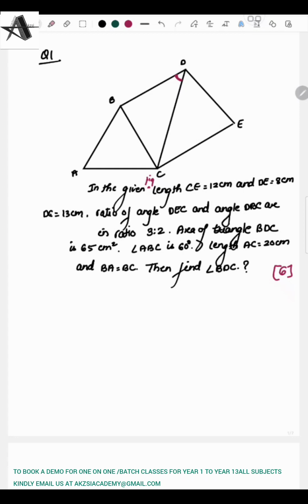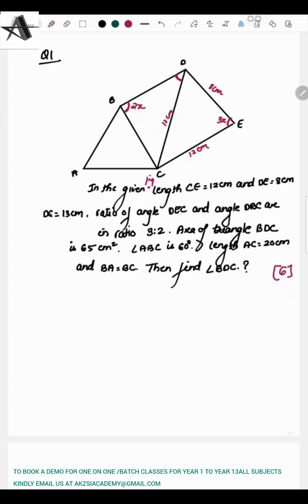Now let me see what are all the things that are given here. CE is 12 centimeters. DE is 8 centimeters. DC is 13 centimeters. Ratio of angle DEC to angle DBC: DEC means this angle, and DBC means this angle. Their ratio is given as 3:2. That means if I say this is 3x, this is going to be 2x.